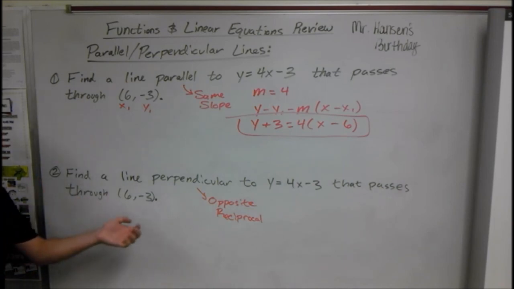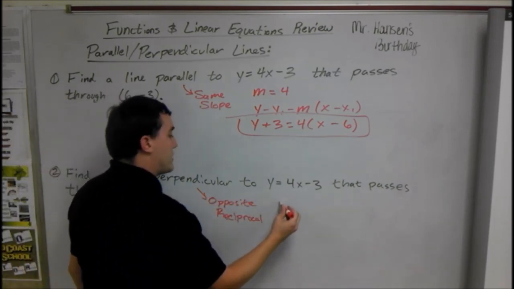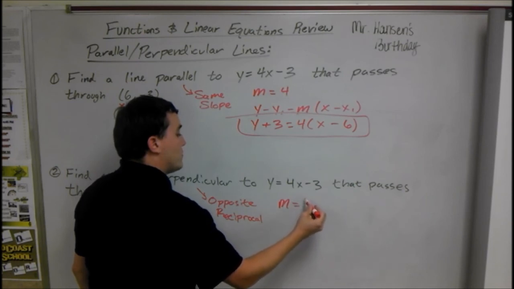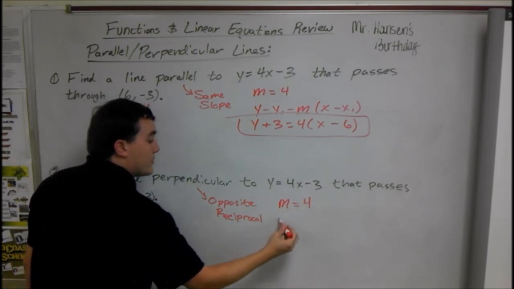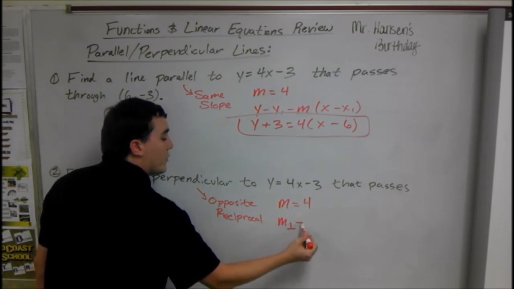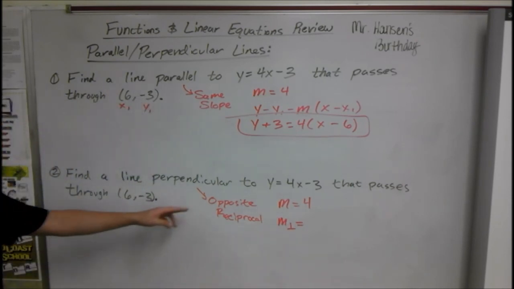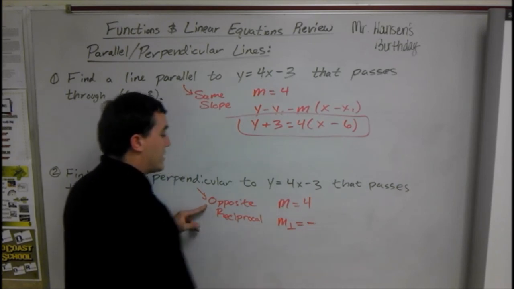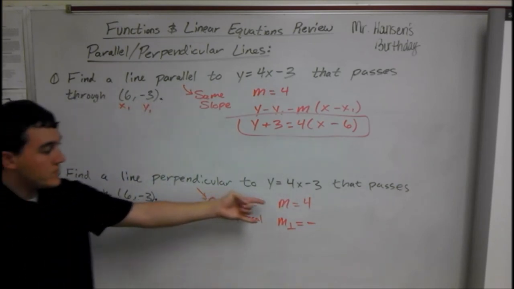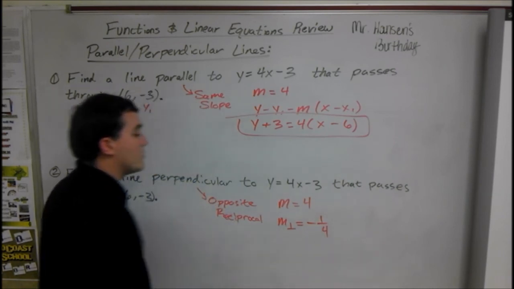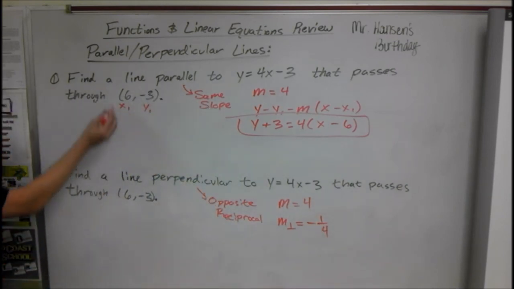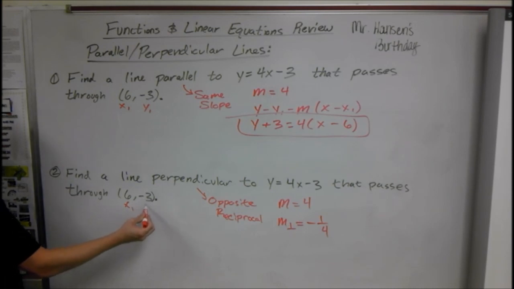Alright, find a line perpendicular to this line. So the slope here is 4, or 4 over 1. So therefore our perpendicular slope, written that way, is going to be opposite. So if this is positive, it's going to be negative. And the reciprocal of 4, or 4 over 1, is 1 over 4. So this is the slope we're using for our new line, with the same point as the last one, x1, y1.